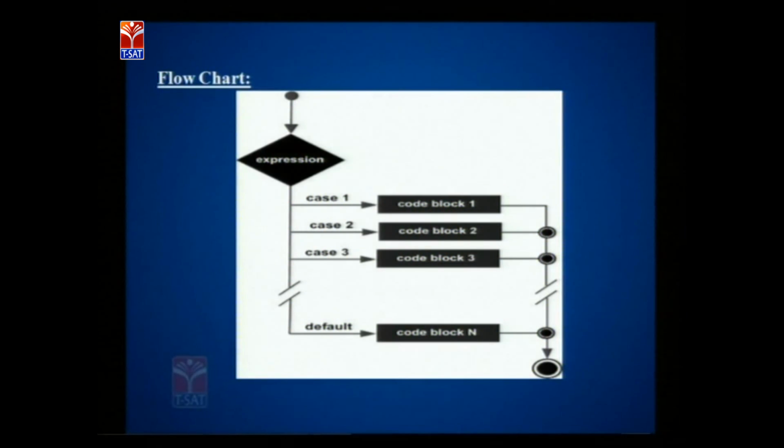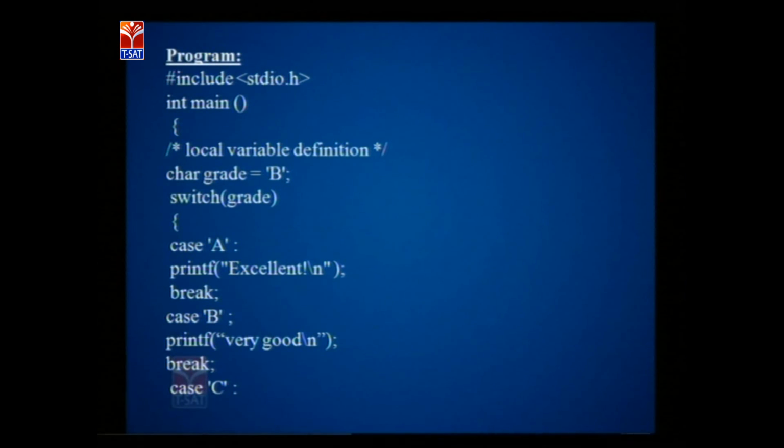And if none of the above conditions have been satisfied, then it simply comes to the default block, that is code block N, and then comes out of the program. Let us have a look at the program of the switch statement.